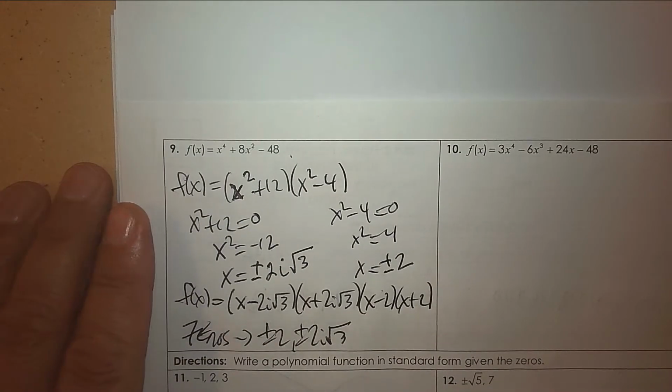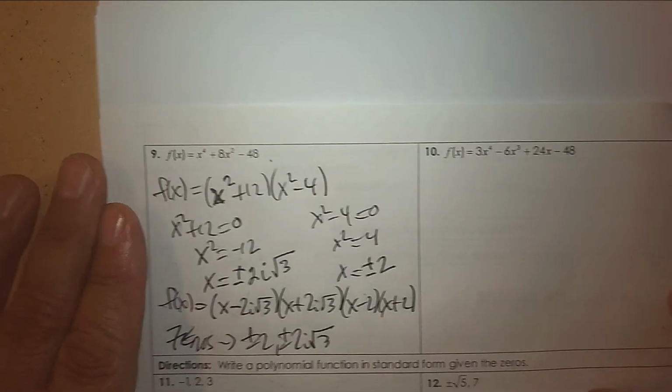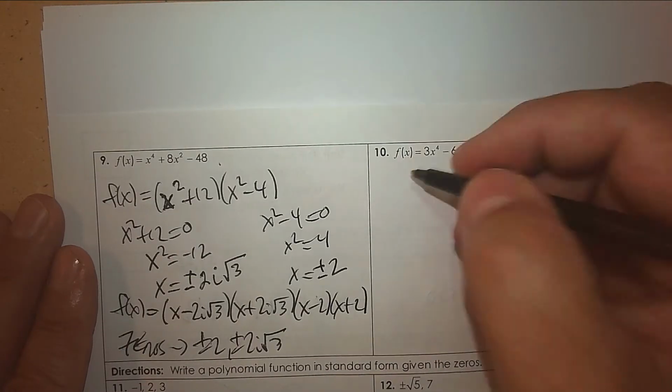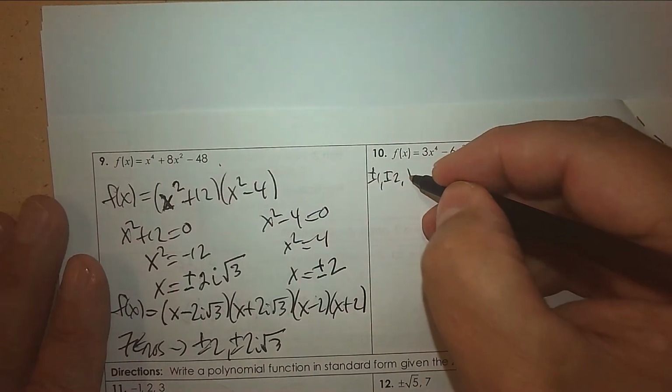Number 10. Number 10 is not factorable by grouping. So we're going to create a list. All the numbers that go into 48. That's a long list.